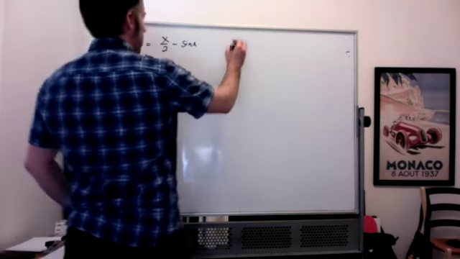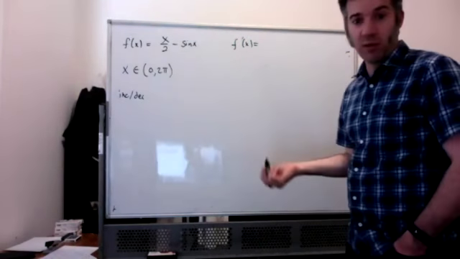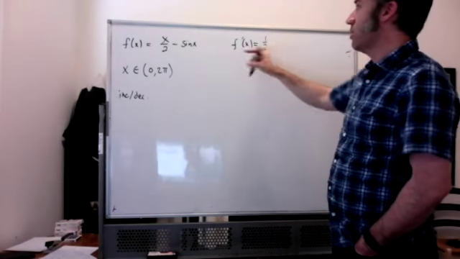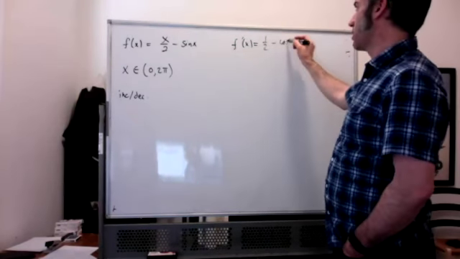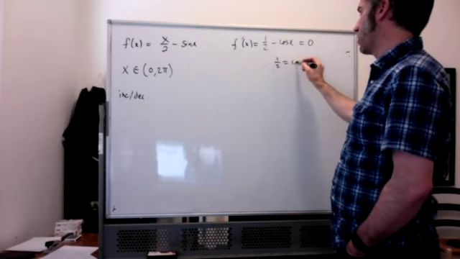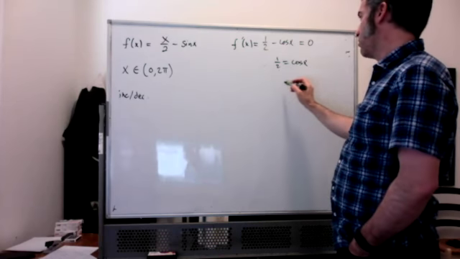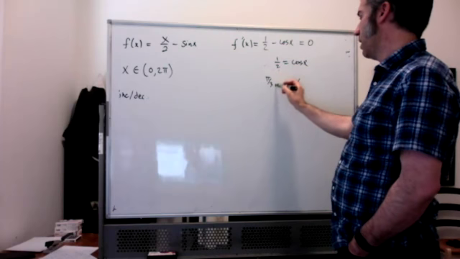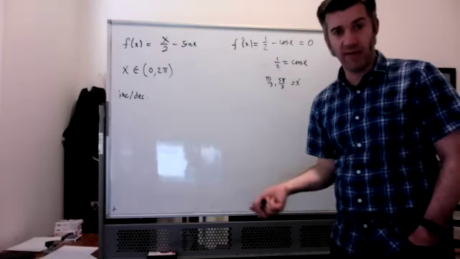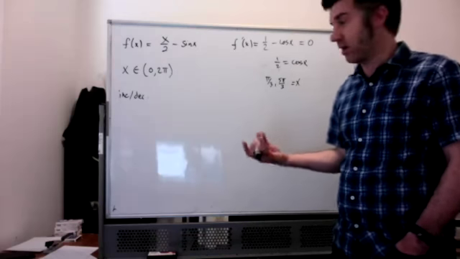So first derivative: the derivative of x over 2 is 1 over 2, or derivative of 1/2 x is just 1/2. Derivative of sine x is cosine x. So that equal to 0. So you get 1/2 equal to cosine x. And your solutions are x equal to pi over 3 and 5 pi over 3. The cosine of pi over 3 is 1/2. And then in the fourth quadrant, cosine is also positive, so cosine of 5 pi over 3 is 1/2.